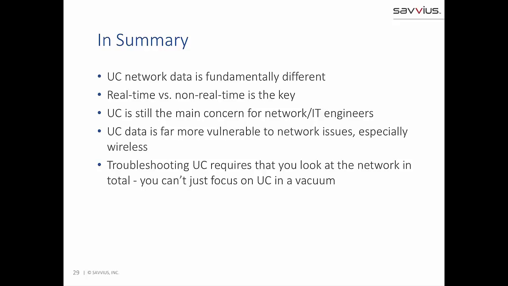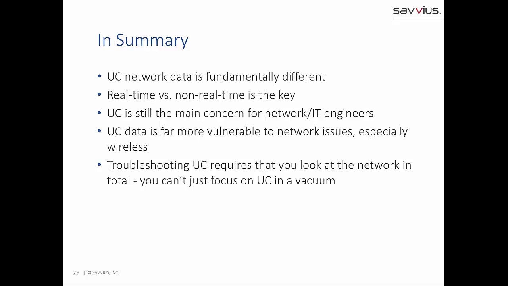Unified communications still remains one of the main concerns for network and IT engineers, and I'm sure that I made the point here that UC data is far more vulnerable to common network issues like jitter, packet loss, and latency than traditional data. And I didn't get into the wireless part, but the one point to make about wireless is that it's even worse with wireless, because wireless is a medium where you're not fully in control, where there can be interference, which makes network issues like jitter, latency, and packet loss even more severe when you're trying to transmit real-time unified communications data over a wireless network.